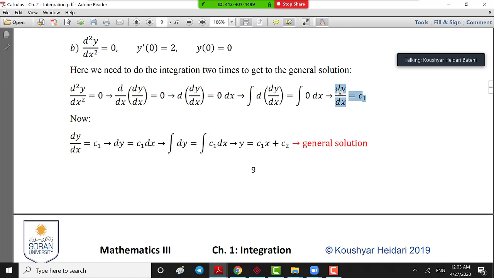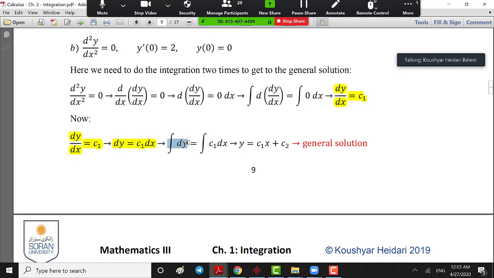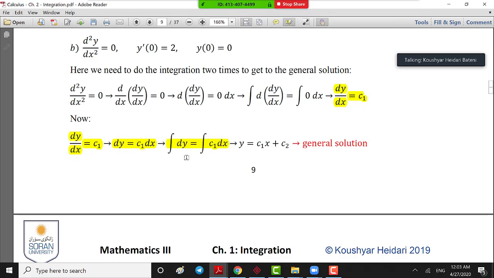Now, this equation is very familiar to us and very easy to solve. We can again say dy over dx is equal to c1, and we can treat this as a fraction and write dy is equal to c1 dx. Then we can take the integration of both sides of the equation to come up with this. The integral of dy is what? Y. And the integration of a constant is equal to what? That constant times x, or the variable of integration, plus another constant, right?